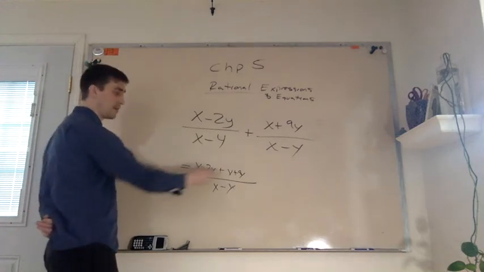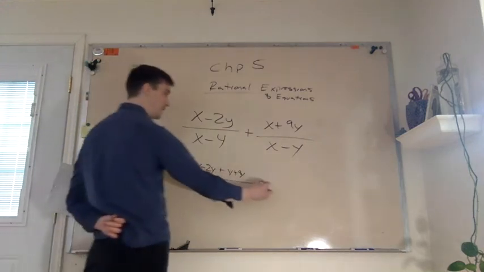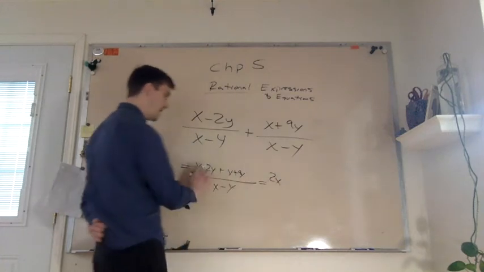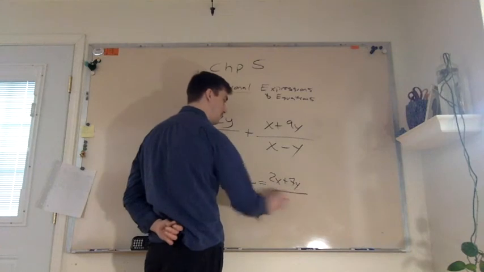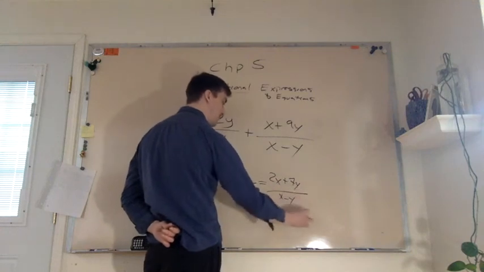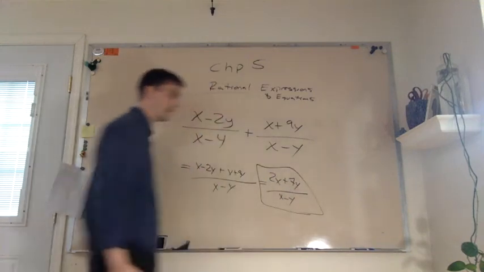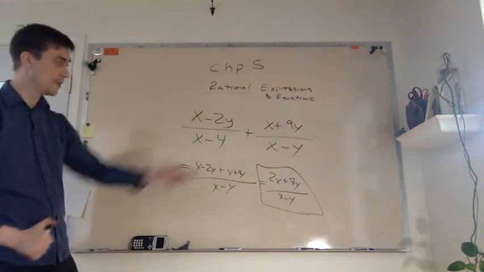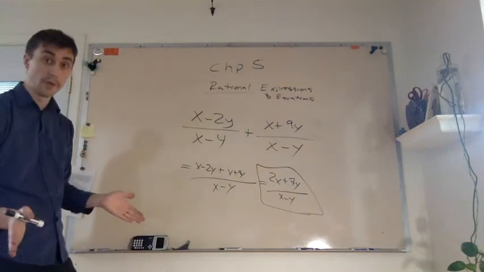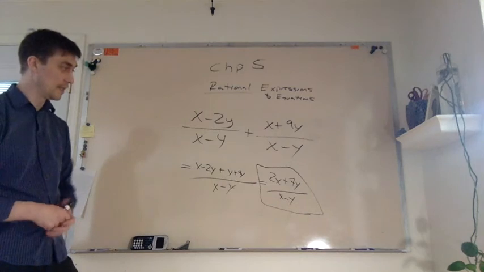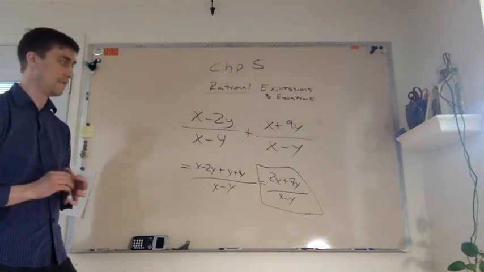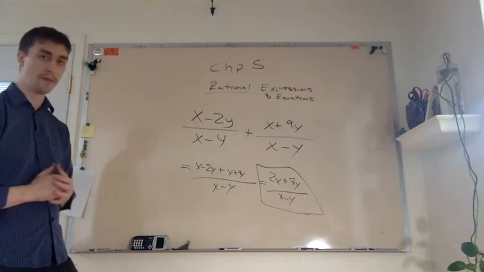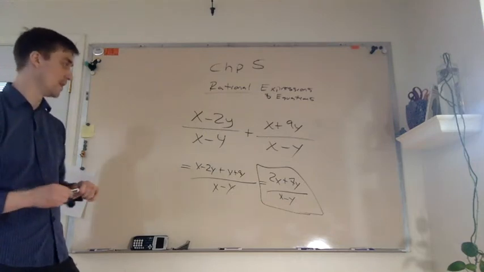But now you have some combining to do. X plus x is 2x. Negative 2y plus 9y is 7y. Over x minus y. There you go. And then there's nothing else you can do. I mean, again, normally what you would want to do is take a second and say, is there any other simplification that can be done here? If no, then move on. So no, there's nothing else that can be done here.